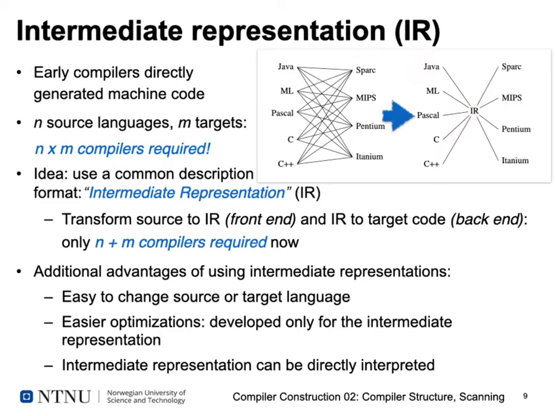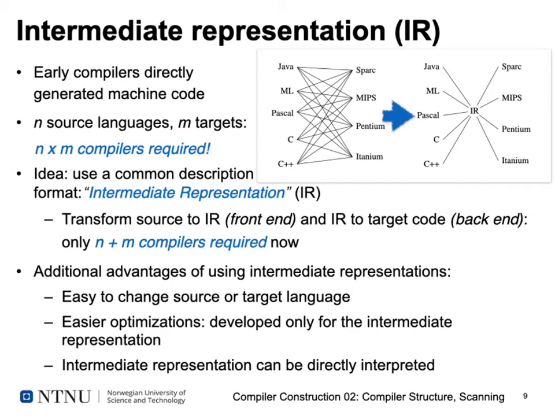And this has a number of advantages. In the original approach on the left-hand side, if you had n source languages and m targets, you would need n times m compilers to support all of the languages and all of your target platforms. And if you use an intermediate representation that's common to all of your backends and all of your front ends, you only need to write n front ends, all generating intermediate representation, and m backends, all taking intermediate representation and generating machine language. So you only need n plus m compilers now, which makes life quite a bit easier.